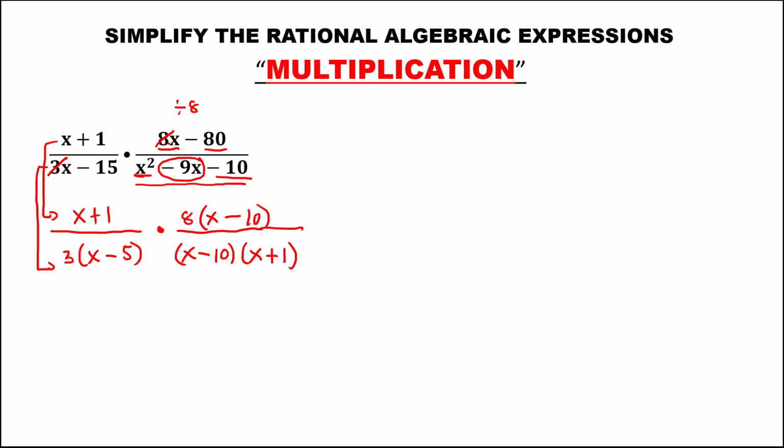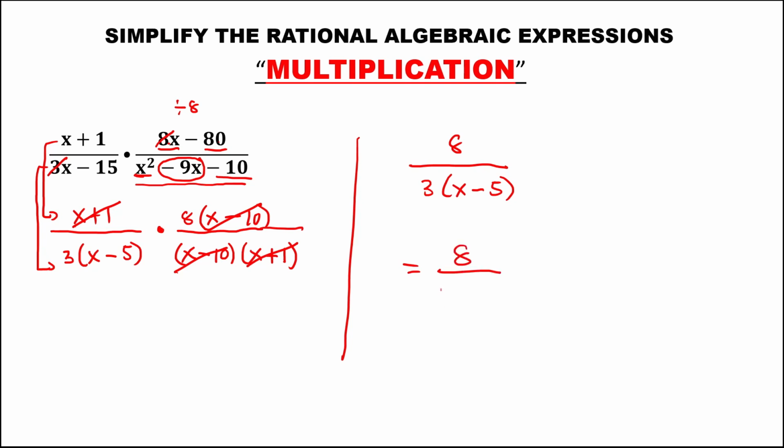Then we can cancel now common terms or like terms. So cancel x plus 1 and x plus 1. Also cancel x minus 10 and x minus 10. So the remaining is 8 over 3 times x minus 5, or this is equal to 8 over 3x minus 15.